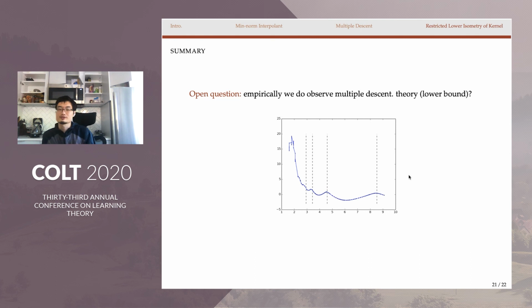The open question is that now we have an upper bound that looks similar to the empirical result, but how do we get a lower bound? This will be a future direction to work on.